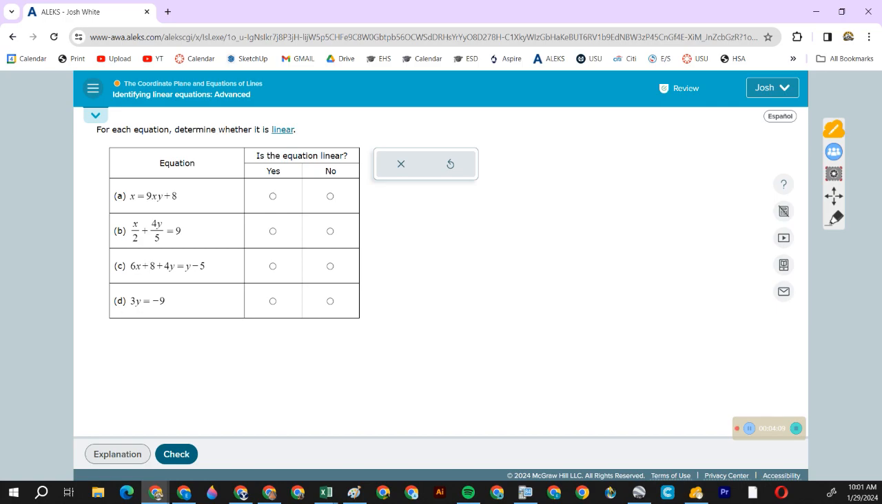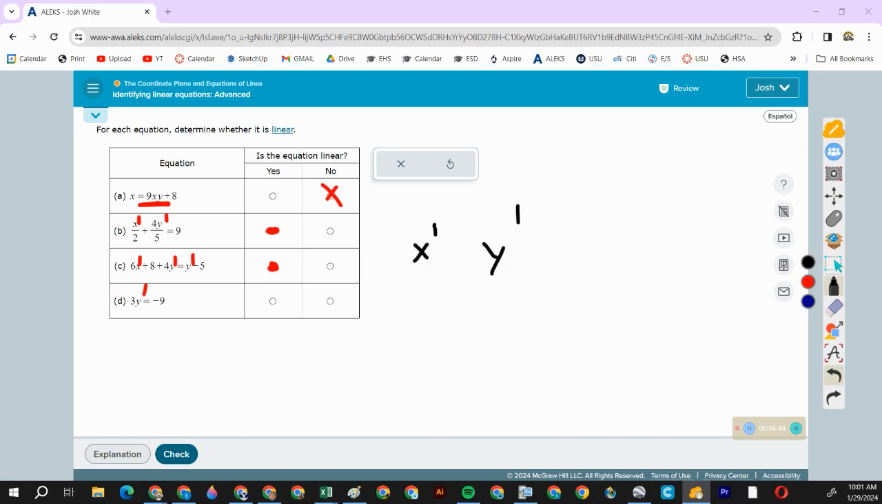Okay. Which ones of these are linear? Well, in order to be linear, we need x to the first and y to the first. So also, we don't have an x and a y multiplied together. So this one is no. Over here, we have x to the first and y to the first, and they're added together. So this one is linear. Over here, x to the first, y to the first. This one is linear. And this one, it doesn't have an x, but it has a y to the first, so it is also linear.